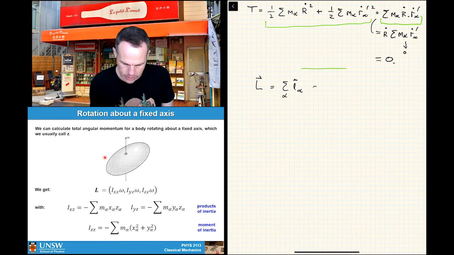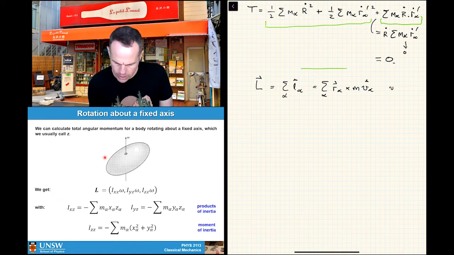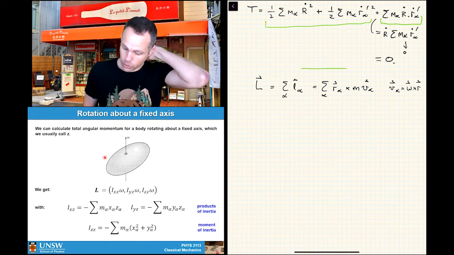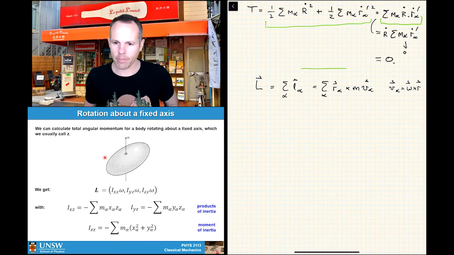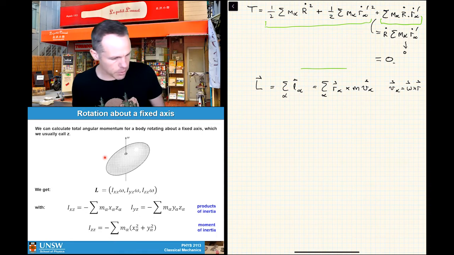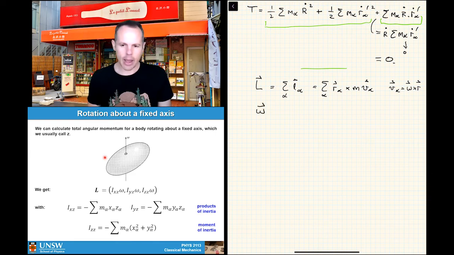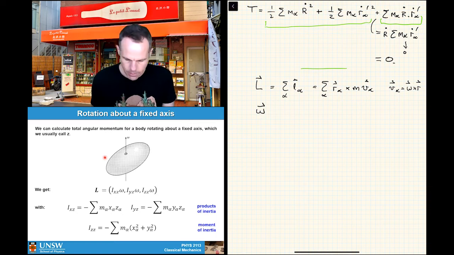And so we can write this as, just as we had before, r_alpha cross m r_alpha, actually let's make it v_alpha, like so. And we know that our v_alpha here is basically omega cross r, like so, okay? And you remember we got this in a lecture or so ago, and this is the one case where we have to put the r at the end to make this work properly, okay? So we have an angular momentum vector, and in this nice simple case where we're rotating about a fixed axis, we can make that vector point along z.